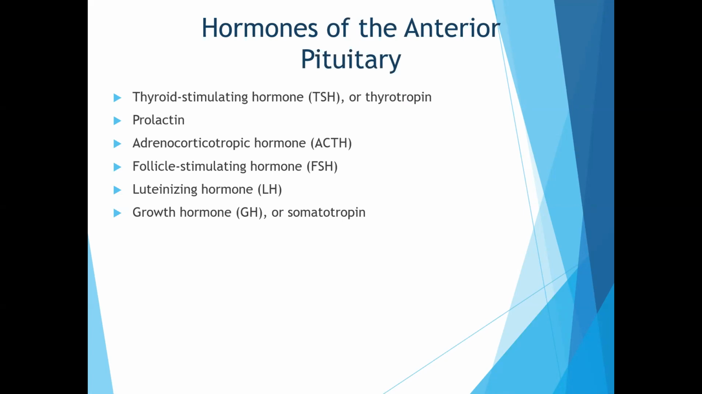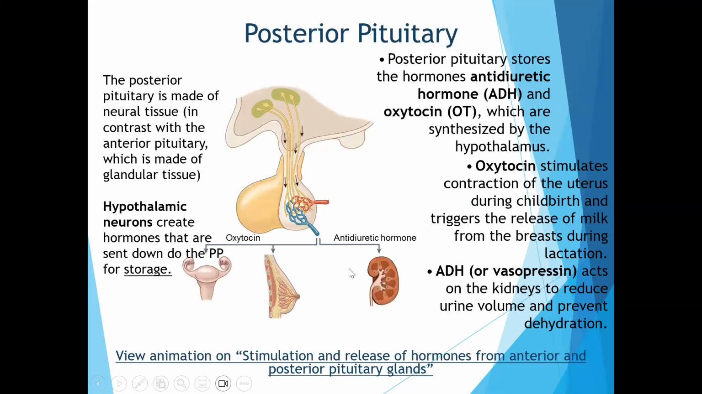So you'll notice that a lot of the hormones of the anterior pituitary are the hormones that the hypothalamus causes the release of. So the anterior pituitary gland is largely governed by the hypothalamus. Our posterior pituitary, on the other hand, has a little less hormones total. It's the smaller of the two. The posterior pituitary is made of neural tissue rather than glandular tissue like the anterior. So that's part of what makes the distinction between the two.